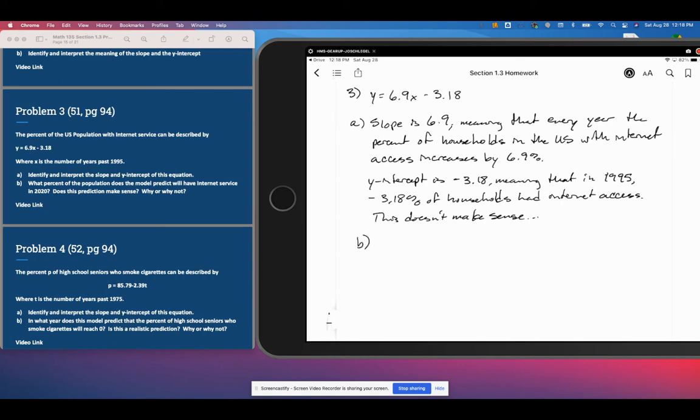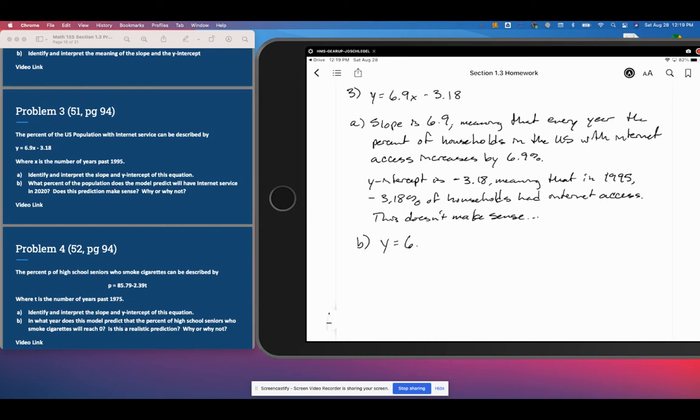And so I actually wrote this one. This one's kind of a tricky one. What percent of the population does this model predict will have internet access in their homes in the year 2020? And so what we would end up doing for this, everyone, is we would put 2020 is the time, and that's going to be X. And so that's since 1995. So 2020 is 25 years after 1995.